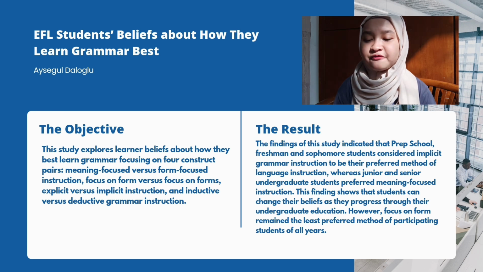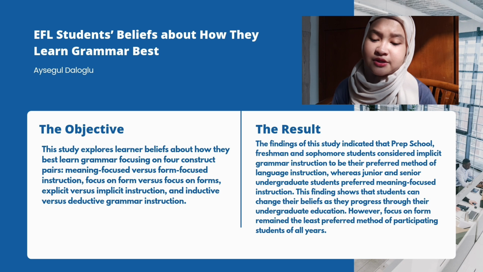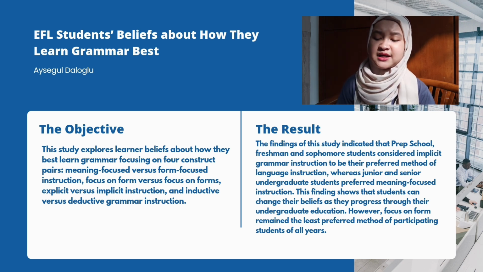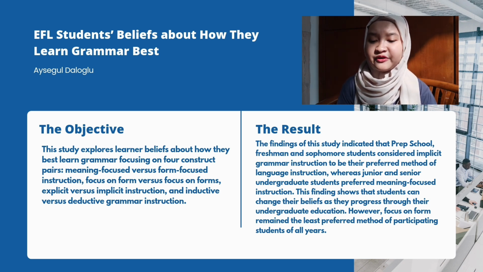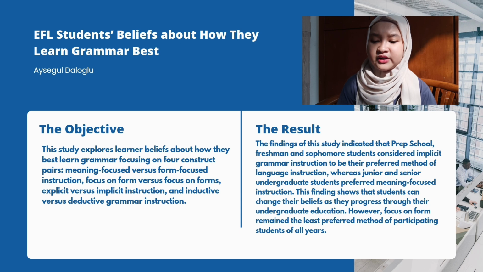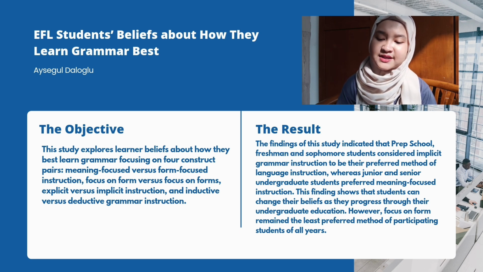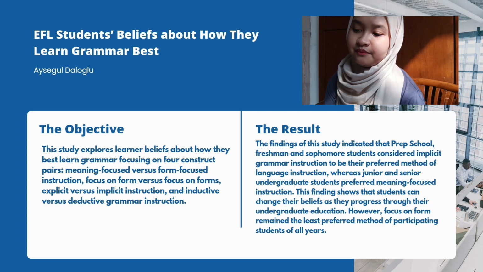The result, the finding of this study indicated that prep school freshmen and sophomore students considered implicit grammar instruction to be their preferred method of language instruction, whereas junior and senior undergrad students preferred meaning focused instruction. This finding shows that students can change their beliefs as they progress through their undergrad education. However, focus on form remained the least preferred method of participating students of all years.